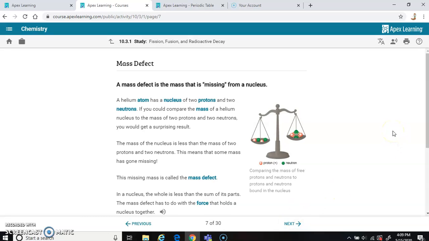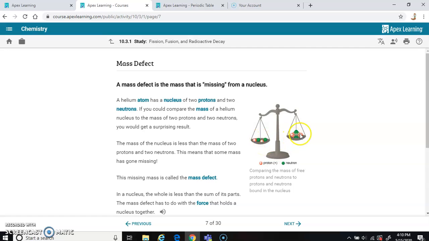So what they also noticed is that a helium atom has a nucleus of 2 protons and 2 neutrons. We know that by looking at the periodic table. It's atomic number 2, and the mass number is 4, so 2 protons, 2 neutrons, okay? If you compare the mass of the helium, though, this is helium, they're all combined together, the 2 protons, 2 neutrons. But if you weigh them separately, it's going to be a different weight. So it's kind of weird.